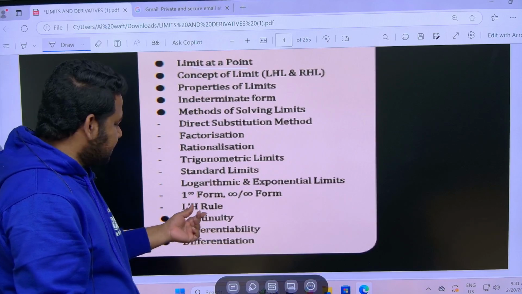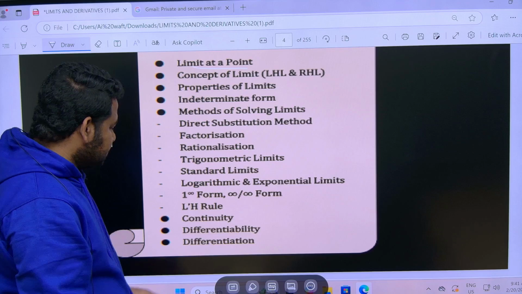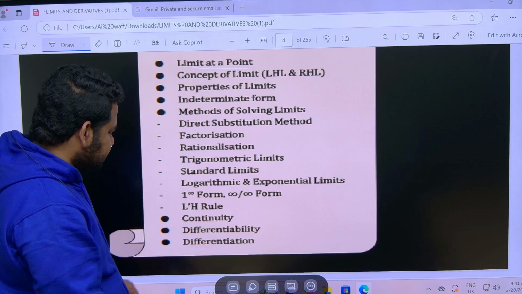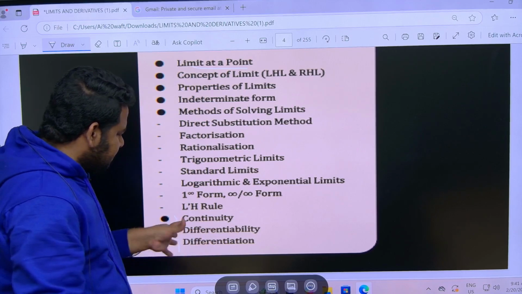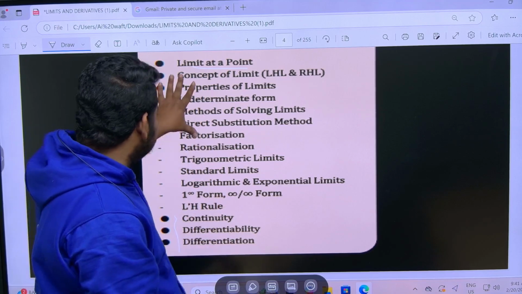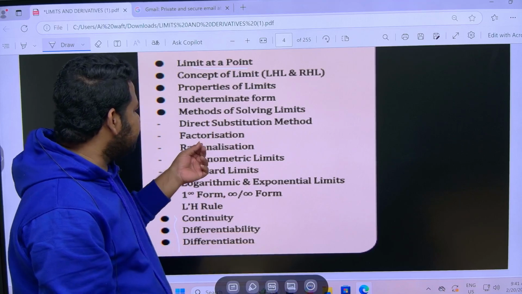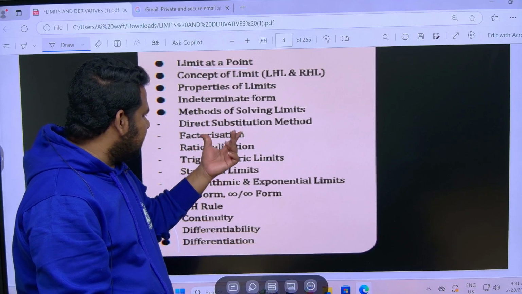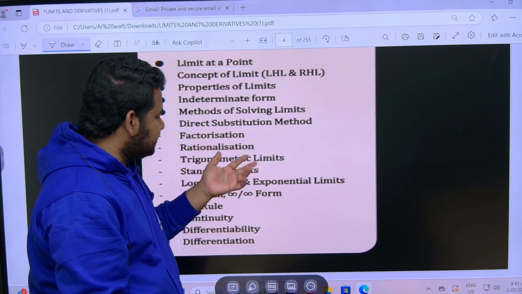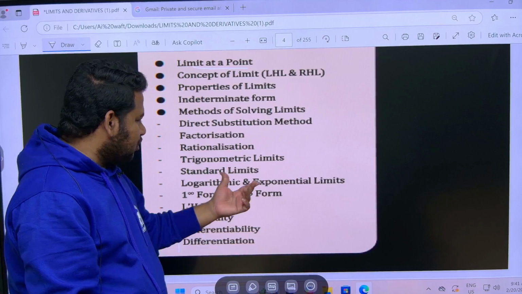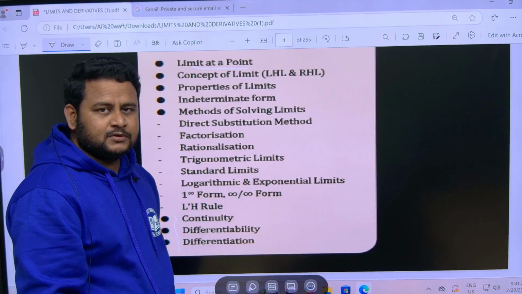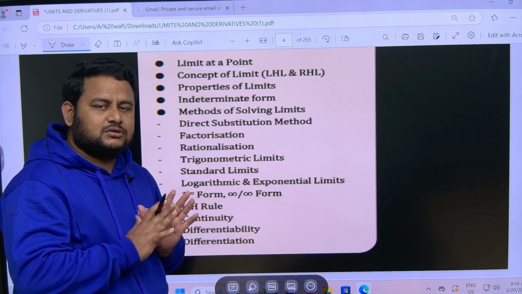L'Hopital rule, that is LH rule, then continuity, differentiability and differentiation, we are going to cover those after this chapter. First we will cover what pertains to limits and derivatives. In this chapter we will try to cover the maximum, that is various methods of solving limits, up to logarithmic and exponential limits. First we will explain the concept.